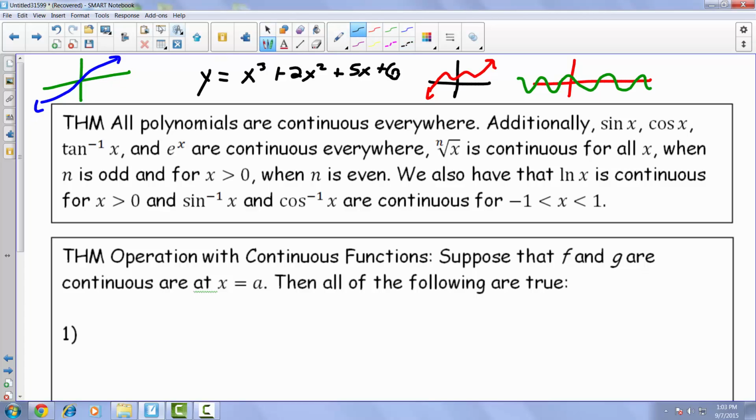Looking at e to the x, again, that's just a function that looks something like this, but it is in fact continuous everywhere. There are no vertical asymptotes or holes at all.